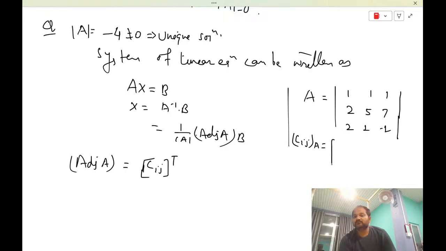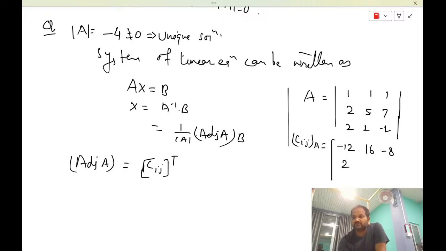Okay, so for this one, the Cij will be -5, minus 7, minus 12. For this one, minus 2, minus 14, minus 16, positive. This one 2, minus 10, minus 8. For this one, minus 1, minus 1, minus 2, plus 2, and for this one positive.